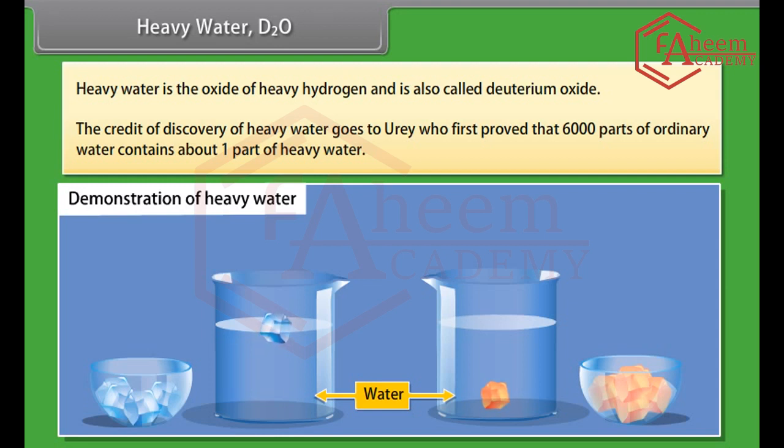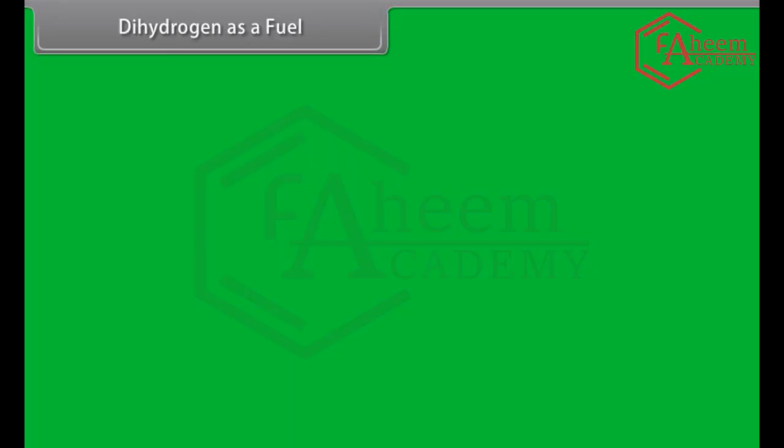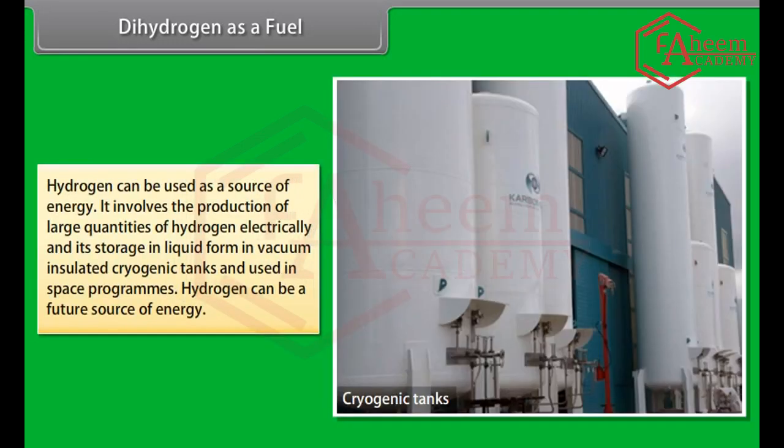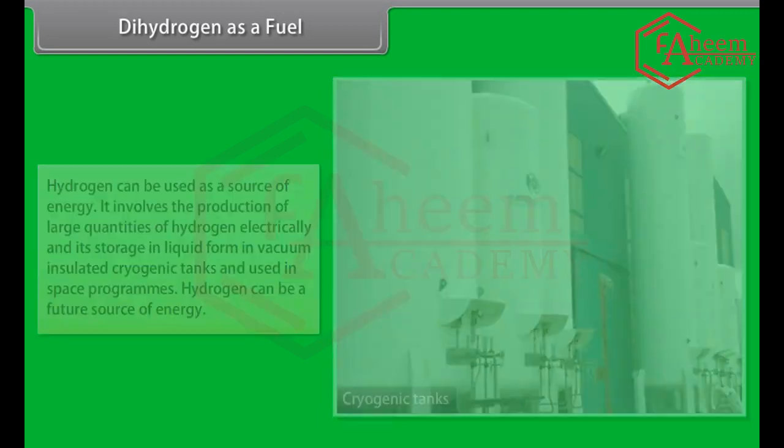Dihydrogen as a fuel. Hydrogen can be used as a source of energy. It involves the production of large quantities of hydrogen electrically and its storage in liquid form in vacuum-insulated cryogenic tanks, and is used in space programs. Hydrogen can be a future source of energy.